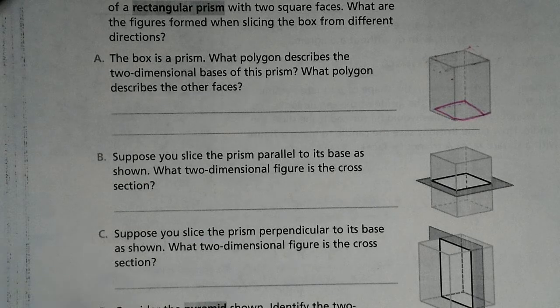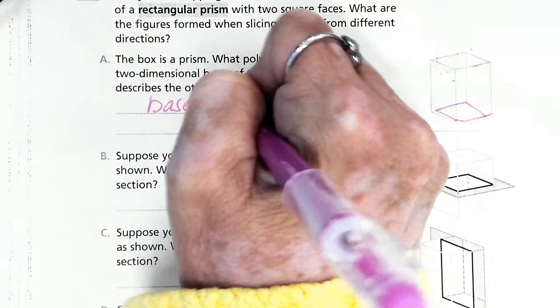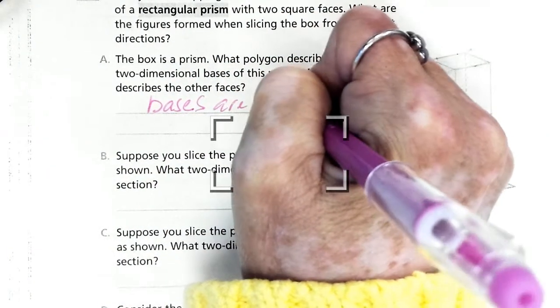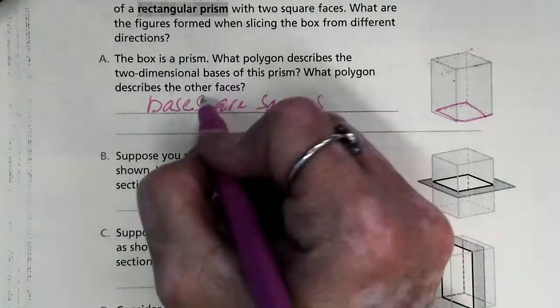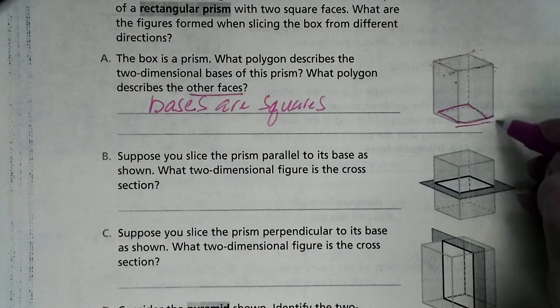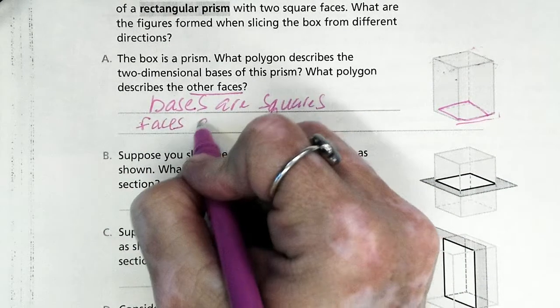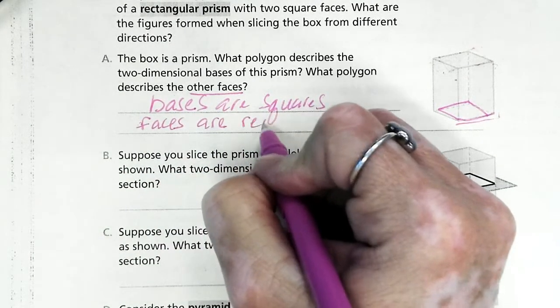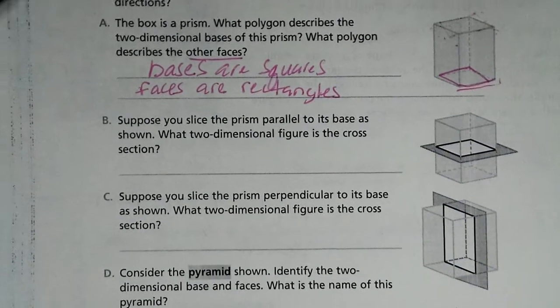What shape are the bases, you mean? Yep. Squares. So the bases are squares. And then, does it ask me about the faces? Yep. So the faces, though, are what? So that's this piece right here. Don't overthink it, guys. It's really that easy.